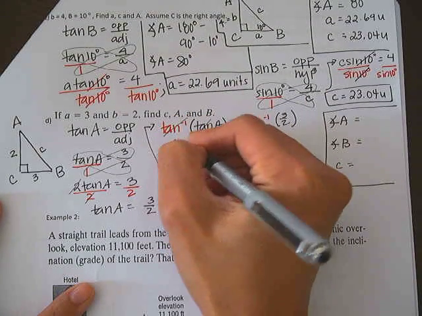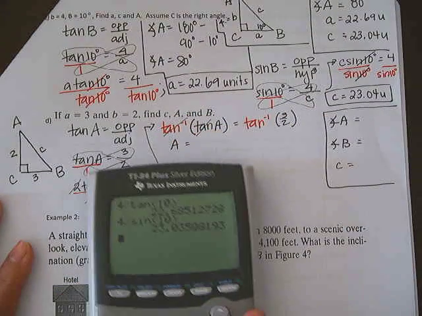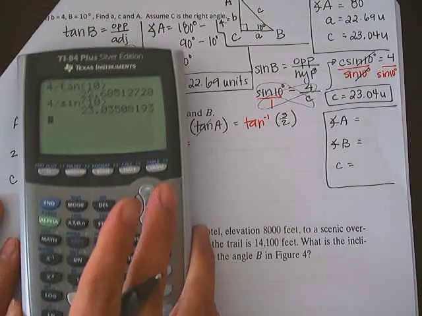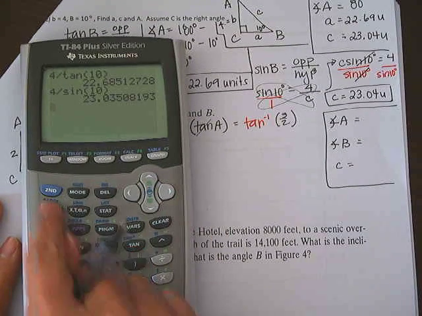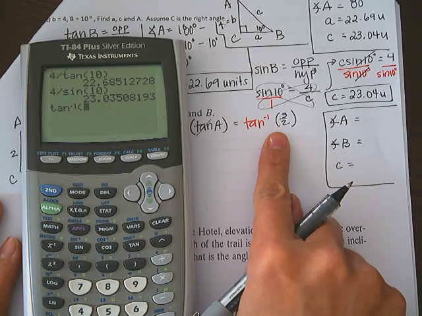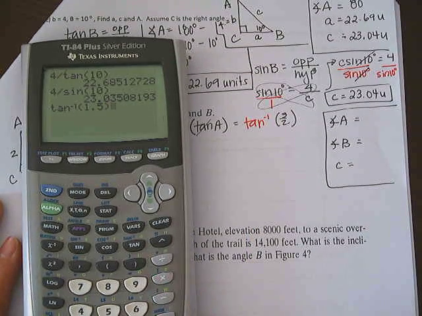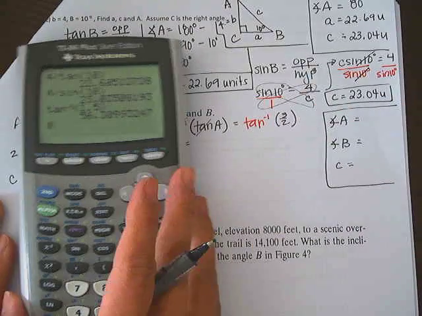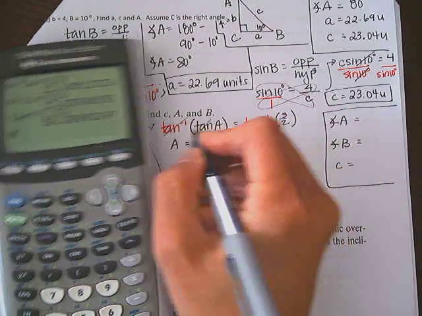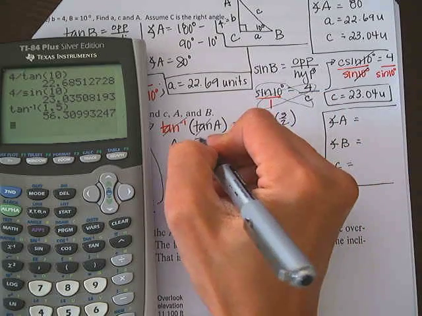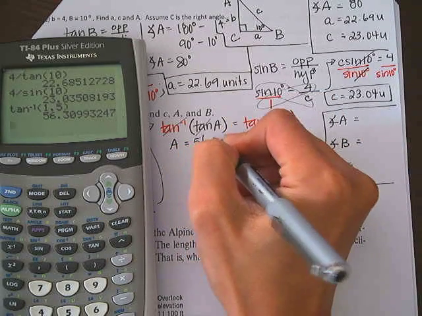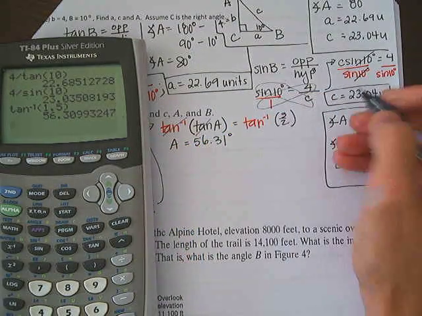So now angle A equals, you have to use a calculator, okay? Your tangent inverse button is second tangent. So second tangent, I'm going to punch in 3 over 2 or 1.5. Because A is an angle, we're going to say that A is about 56.31 degrees, right?